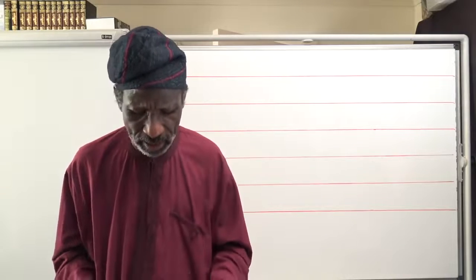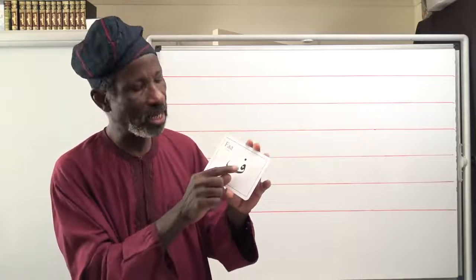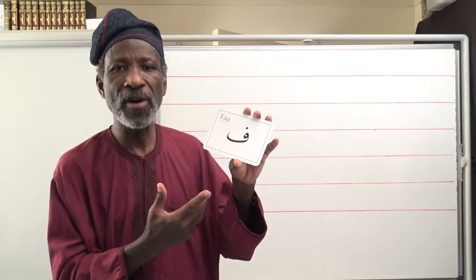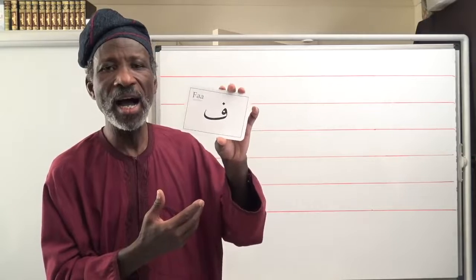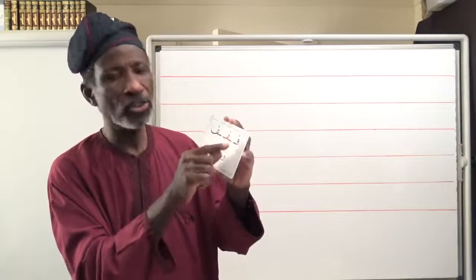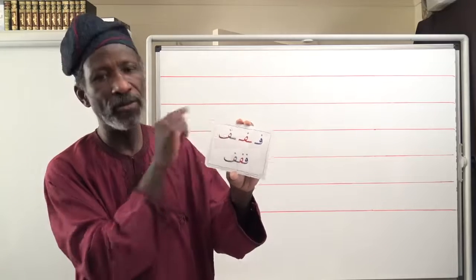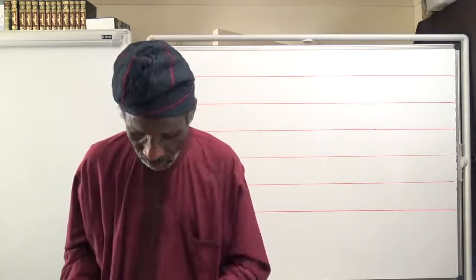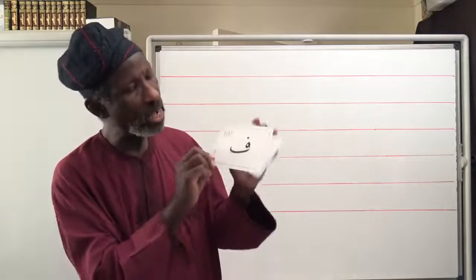Now the rest are relatively very simple to pronounce. So the next letter is the spiral letter, that's a f, like F, fa. And you join it, it's a spiral. Just write it round, extension, and then final form. Fa.